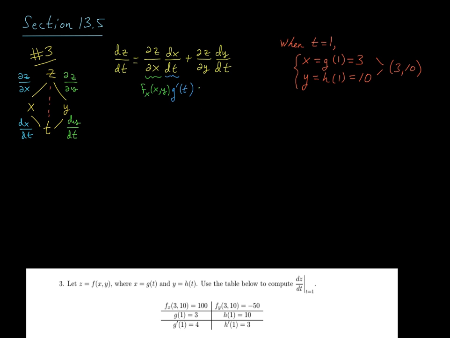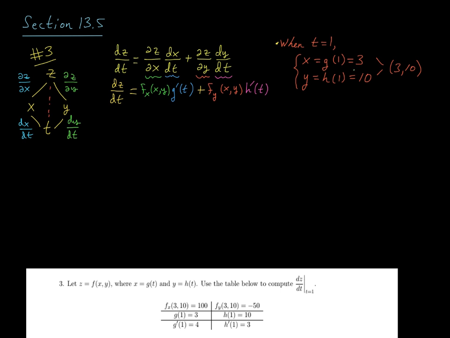And then we're adding to that del z del y, which likewise would be f sub y, the y derivative of our function f, again a function of x and y. I'm going to multiply that with dy dt, and that would just be our h prime of t. Okay, cool. So this right here is our dz dt. And now what I can do is simply plug in 1 for t. So that's going to go in for the g prime and the h prime.